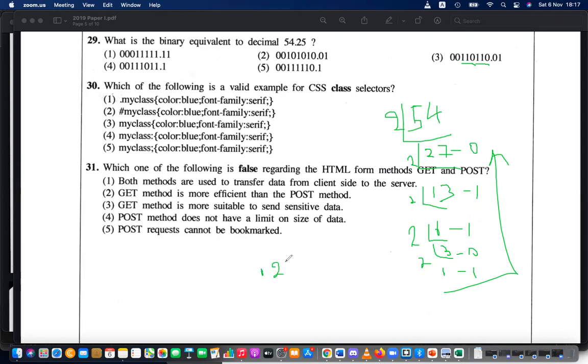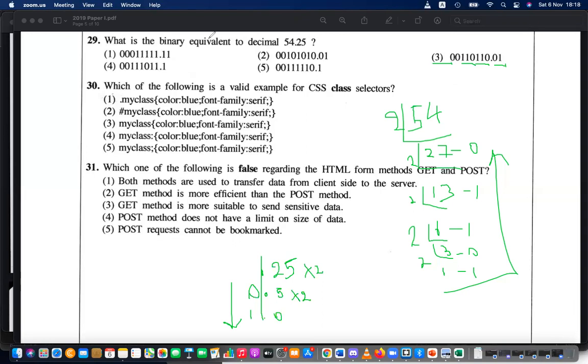The fractional part, you have to multiply by 2. So that is 0.5. Again, take the fractional part and multiply by 2. 0.5 multiplied by 2 is 1.0. For the integer part you took the remainders upwards, but here you take downwards. So it is 0.01. So answer 3 is the correct answer for this question.